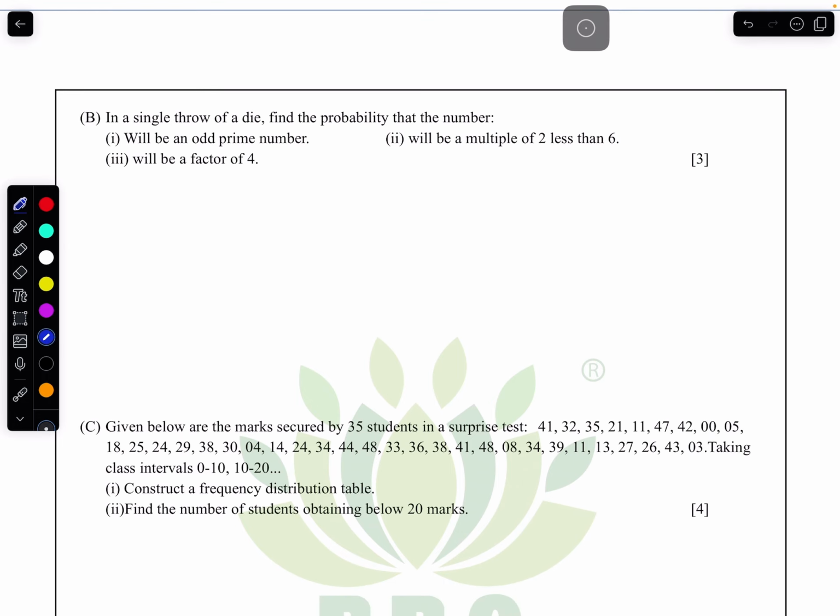In a single throw of a dice, find the probability that the number will be an odd number. So when we throw a dice, we will write the sample space or all possible outcomes. So our solution begins here. We could write this as sample space or all possible outcomes. Outcomes would in this case be 1, 2, 3, 4, 5, and 6.